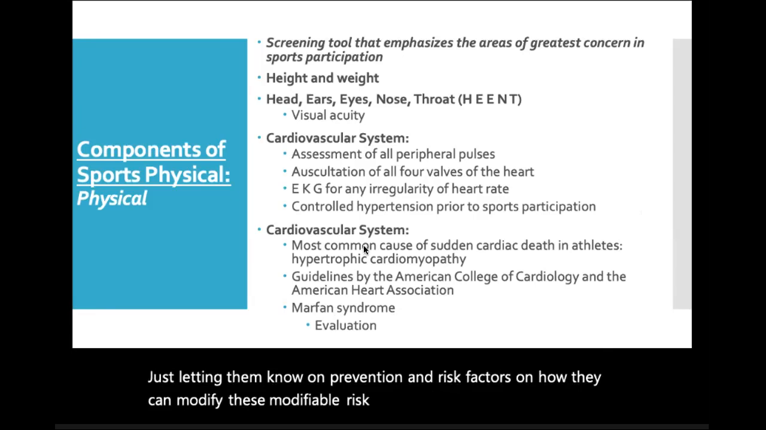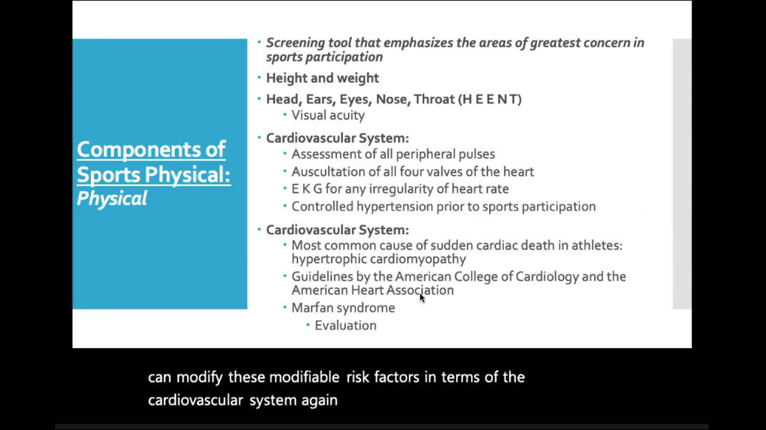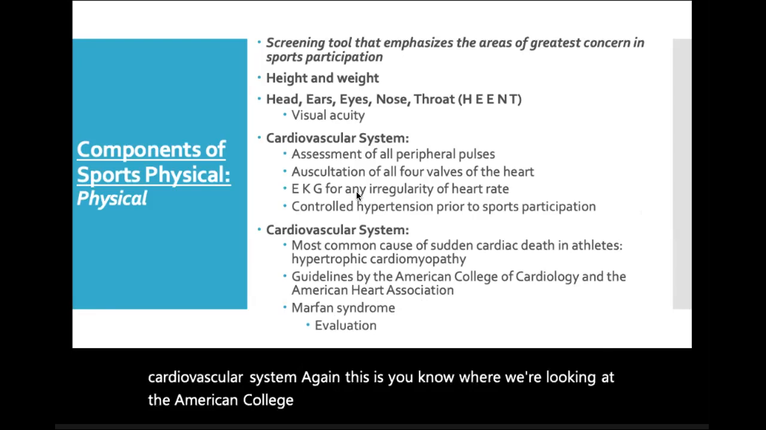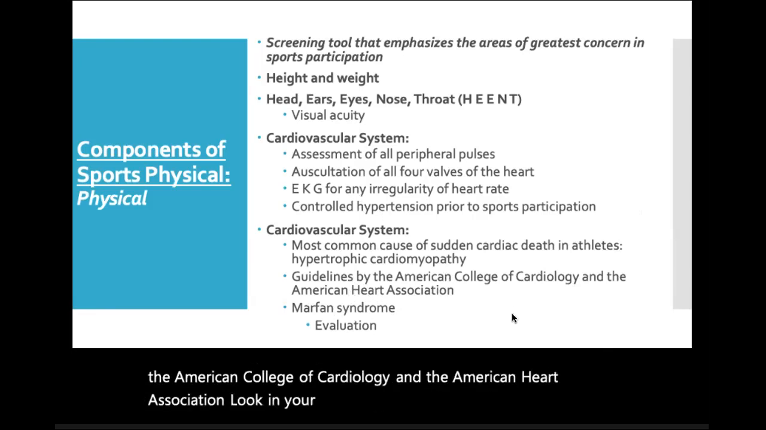In terms of the cardiovascular system, this is where we're looking at the American College of Cardiology and the American Heart Association. Look in your module, look at those guidelines that I uploaded.